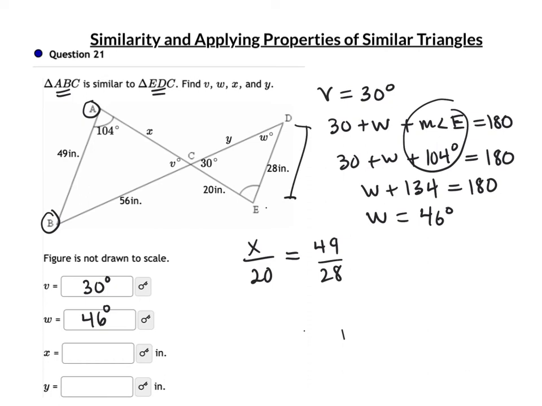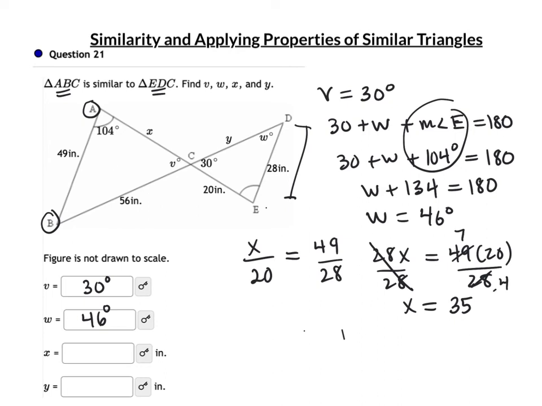So we can cross multiply. 28x equals 49 times 20, and divide by 28, and x will equal, I'm just going to punch that in the calculator, and you get 35. Let's point out you really don't need a calculator. You can divide by 7, and you get 7 and 4, and divide by 4, and you get 1 and 5, and 7 times 5 is 35.